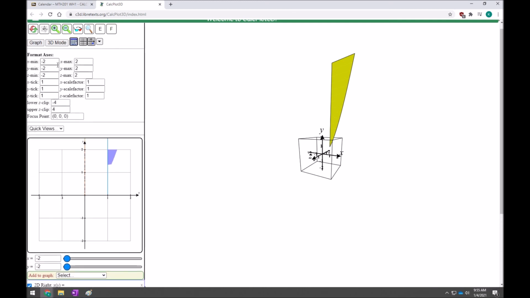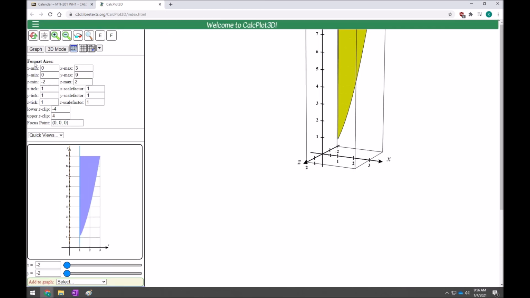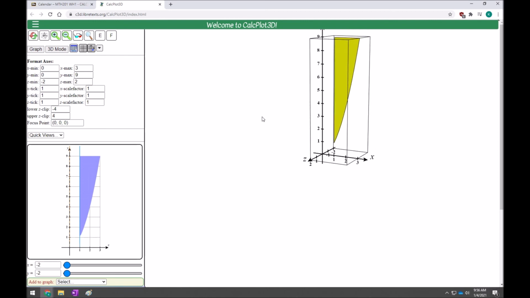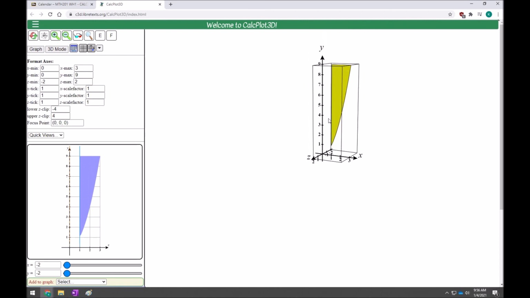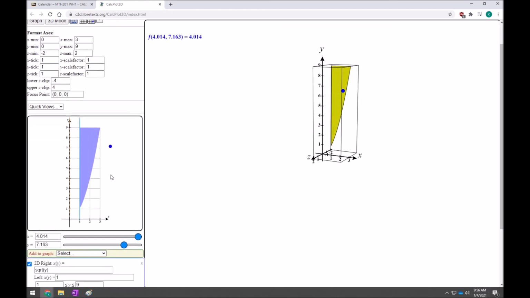Since it's not fitting well within the box, I'm going to adjust the window here. It looks like I'm only going to need x values from maybe 0 over to 3, and y values from maybe 0 up to 9. If I do this and scroll out a little bit, I can see my region much, much better. There's the region that we have.